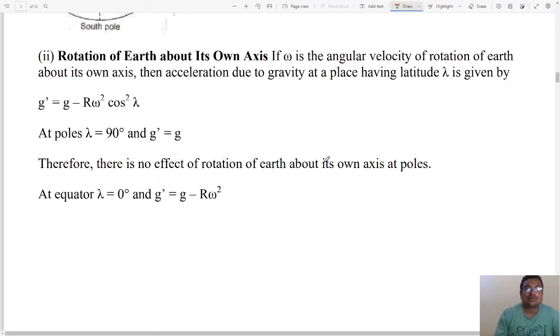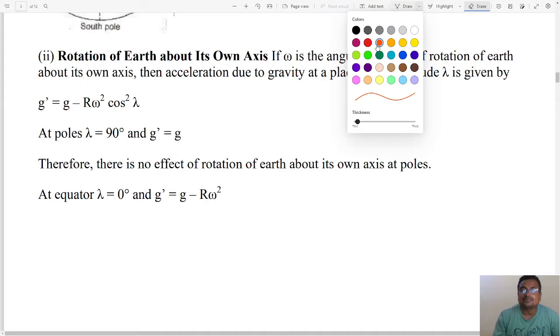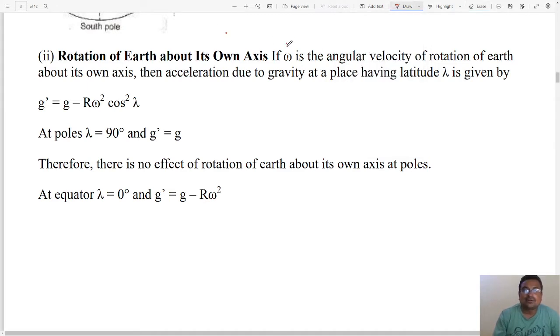Let's move ahead. Discuss the rotation of the Earth about its own axis. Because of its rotation, what is forming? Day and night. When the Earth rotates, day and night are formed. This is called angular velocity omega. The angular velocity of rotation of the Earth about its own axis affects the acceleration due to gravity at a latitude. The formula is g' equals g minus R omega square cos square of the angle, that is the latitude. The latitude at the pole is 90, so g' equals g, therefore there is no effect of rotation of the Earth on its axis at a pole.